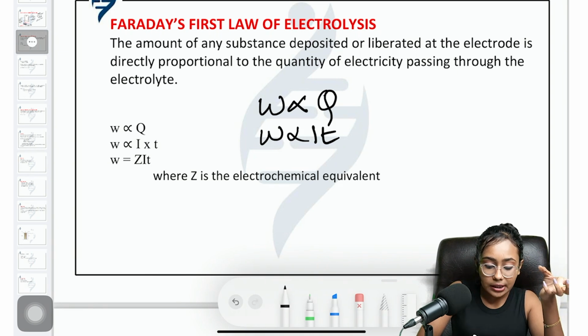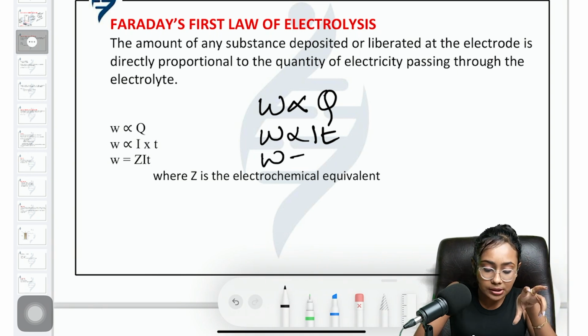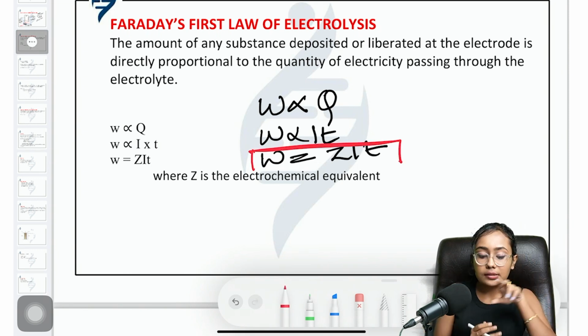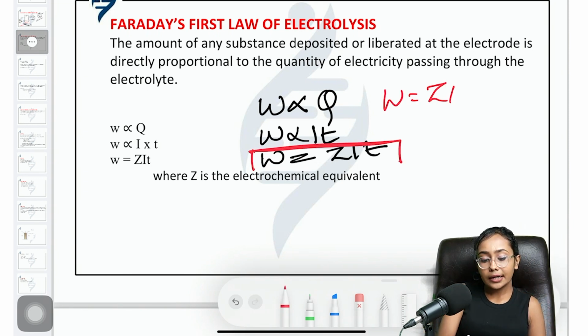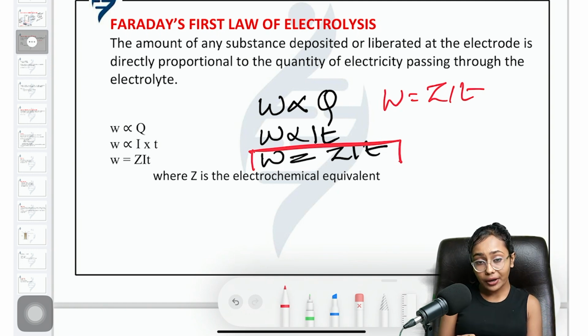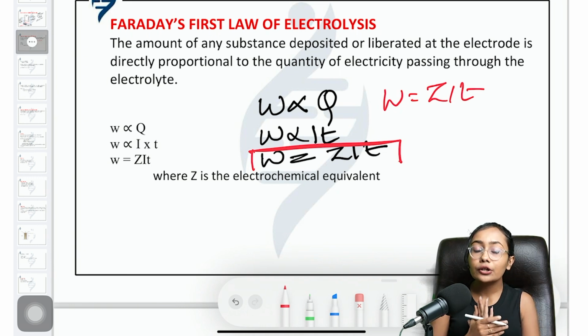Removing the proportionality sign, I introduce a proportionality constant Z. This is my equation: W equal to ZIT, where Z is the proportionality constant, here called the electrochemical equivalent. I is the current and T is the time in seconds. So W is the quantity of a substance deposited or liberated from an electrode while electricity is passed through it, and the electricity is denoted here as Q, the charge. Charge is equal to current into time, Q equal to IT, and Z is the proportionality constant called the electrochemical equivalent.